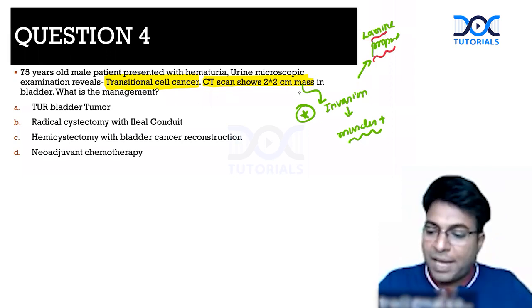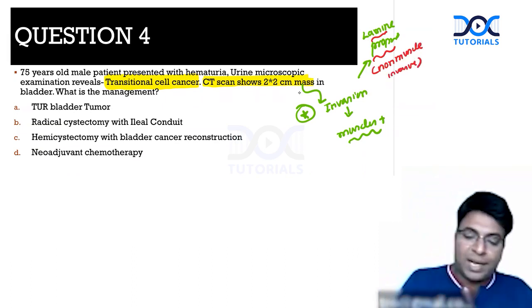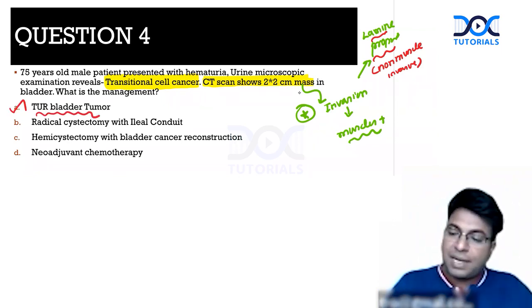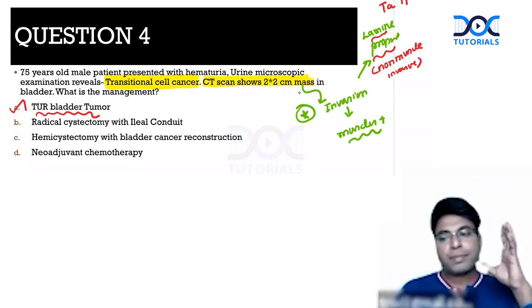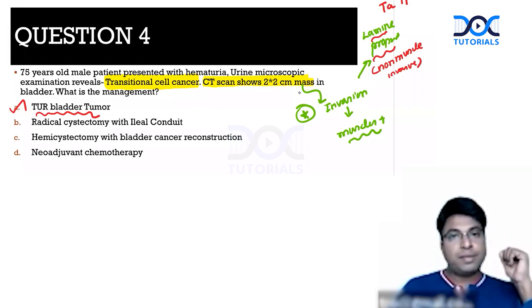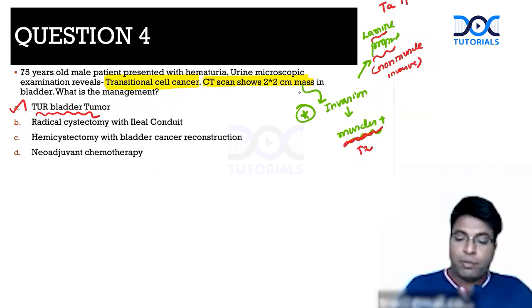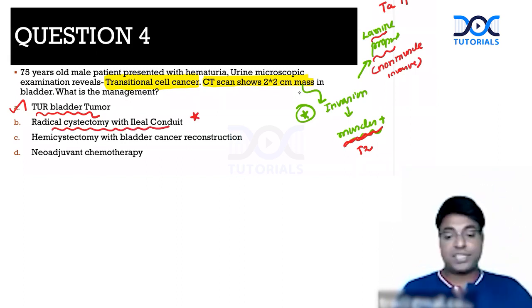So lamina propria is non-muscle invasive. Non-muscle invasive is very easy to manage. I will just do a transurethral resection of bladder tumor. That's enough. If it is non-muscle invasive like TA or T1, I will do a simple treatment of only removing the tumor with a good margin using a cystoscope. But if it is invading the muscles, meaning T2 and above, I have to go for a radical cystectomy with ileal conduit.